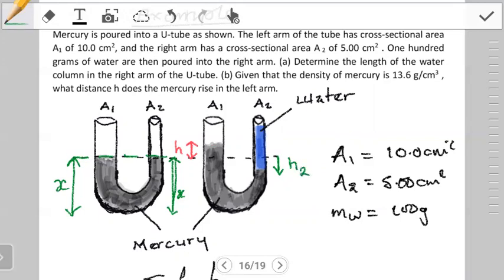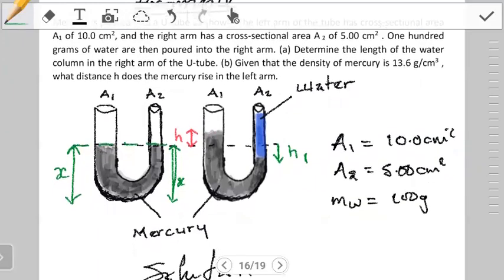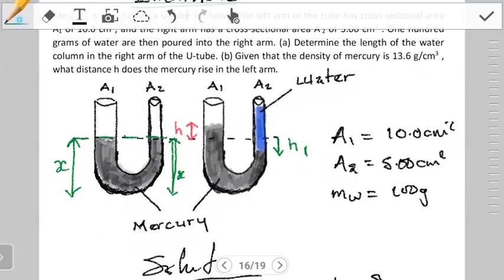So let's say, let me actually just use H1. On the right-hand side, the height of the column reduces by H1, and then on the left arm, it increases by h. Now let's see how our expressions will look in this case.